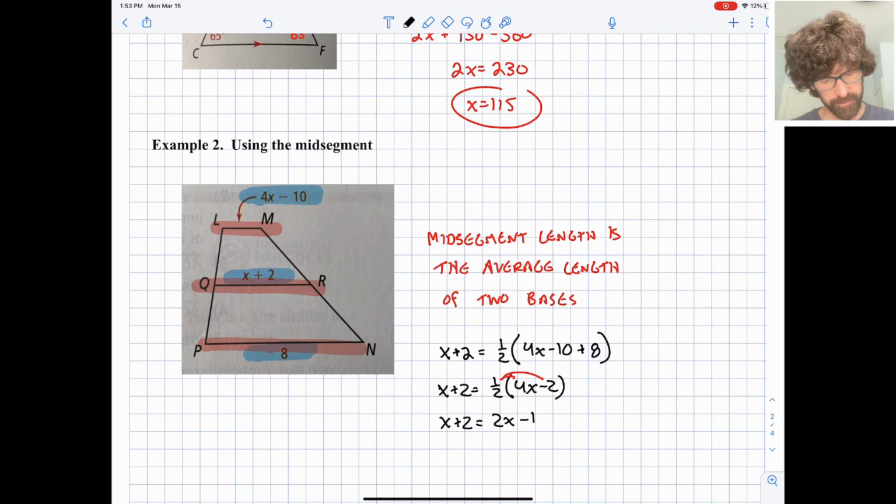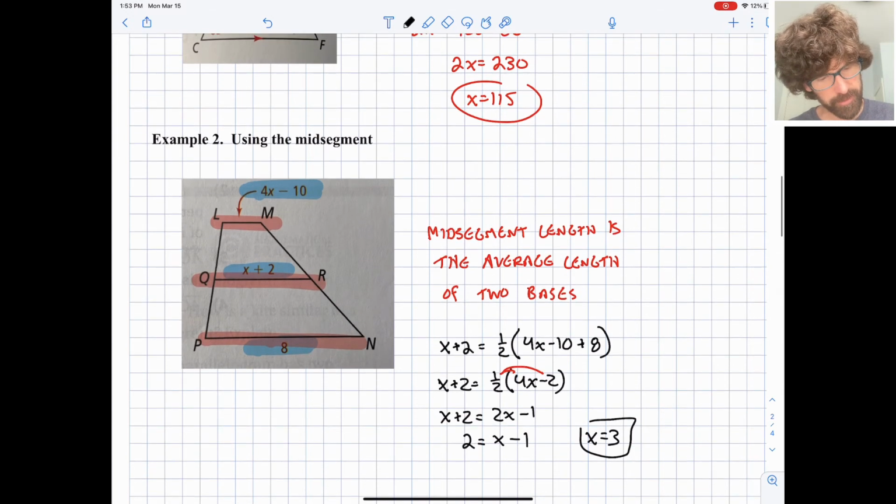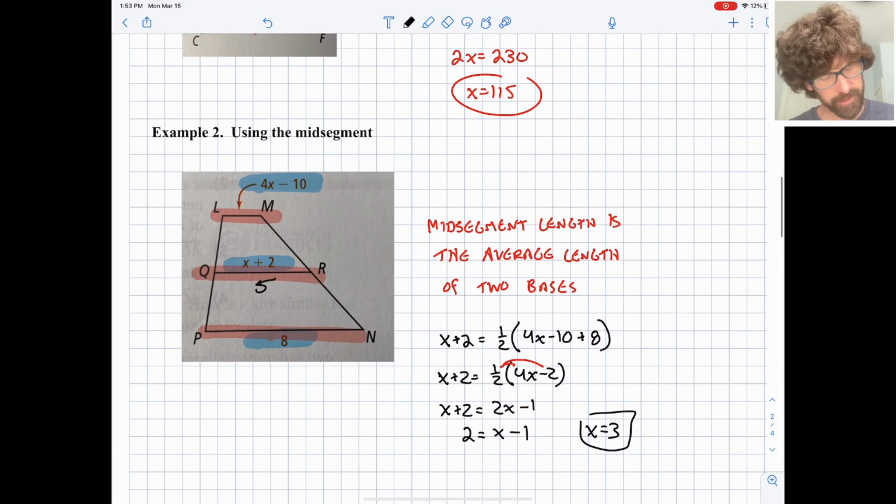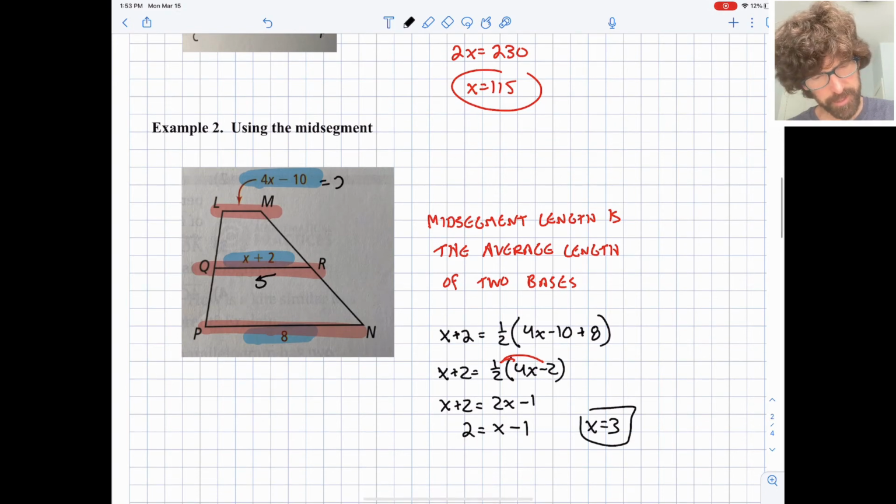Let's subtract x from both sides. 2 equals x minus 1, and add 1 to both sides, and we'll get x equals 3. So that would mean that our bottom length we know is 8, our mid-segment length is 5, and our top base is equal to 2.